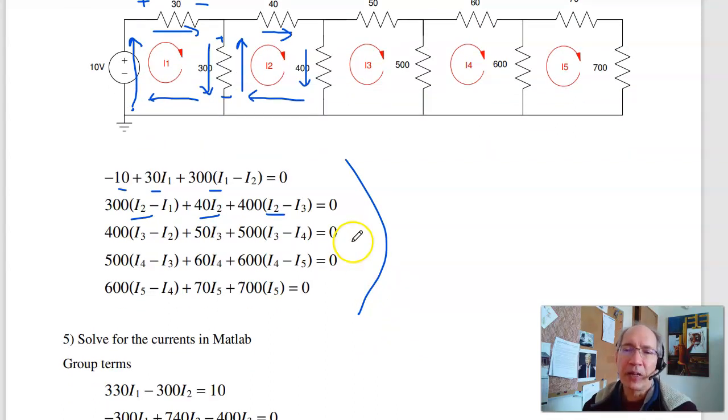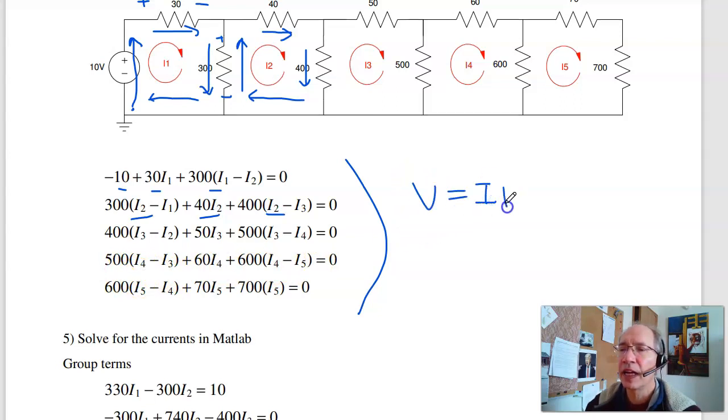There's a pattern here. Around loop I3, all the I3s are positive, everyone else is negative. Around loop I4, all the I4s are positive, everyone else is negative, and you still have V equals IR. When I add terms, they have to have the same unit. So I've got volts plus volts plus volts. That works. Volts plus volts plus volts.